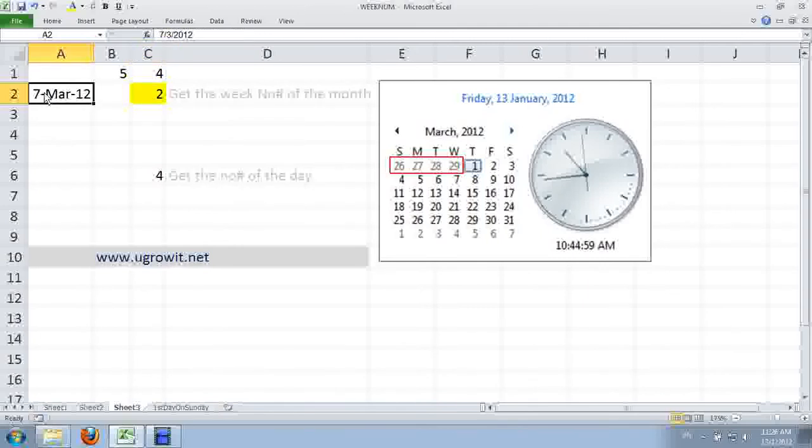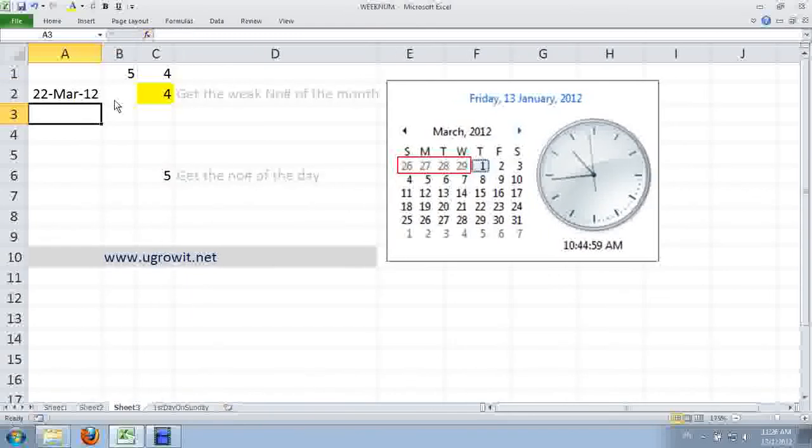So that is 2. Now let's change that to, say, the 20th. 1, 2, 3, 4. Yes, exactly, it is still under the 4th. However, it is not true when the date changes to the 1st of April. You got the 1st. Well, it's still true, right? The 1st of April is still under the 1st week of April. But as soon as you change it to the 7th of April, it goes to 2.